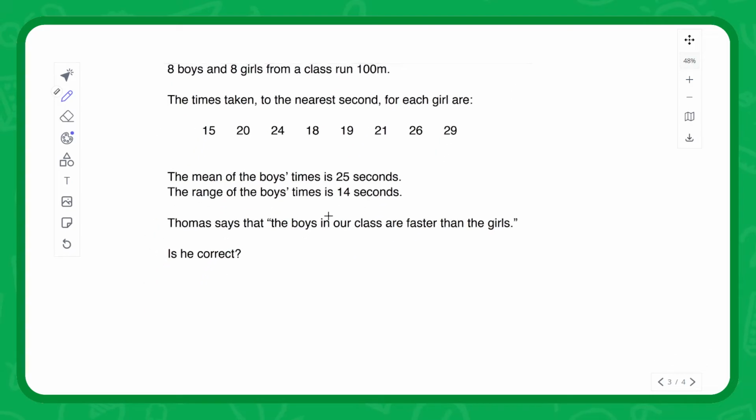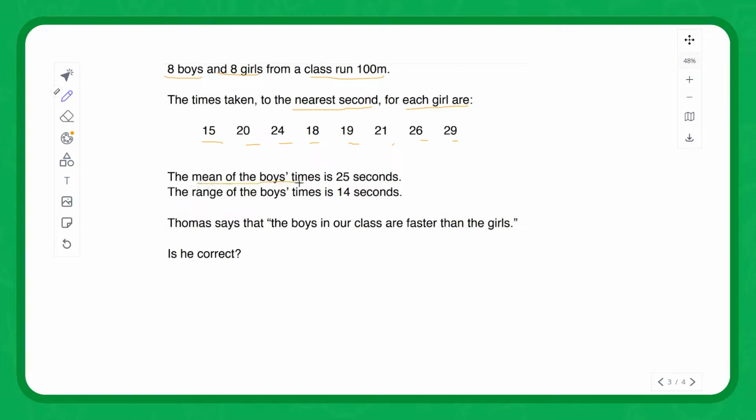So, I really enjoy this question. This came from an actual exam, and I'll read out here. So, 8 boys and 8 girls did a class run 100 meters. Okay. Now, I'm going to underline the information as we go because we're going to be highlighting 8 boys, 8 girls, class run 100 meters. Times taken to the nearest second. That could be useful. So I'm just going to write R for each girl, and then we've got the information 15, 20, 24, 18, 19, 21, 26, 29 seconds.